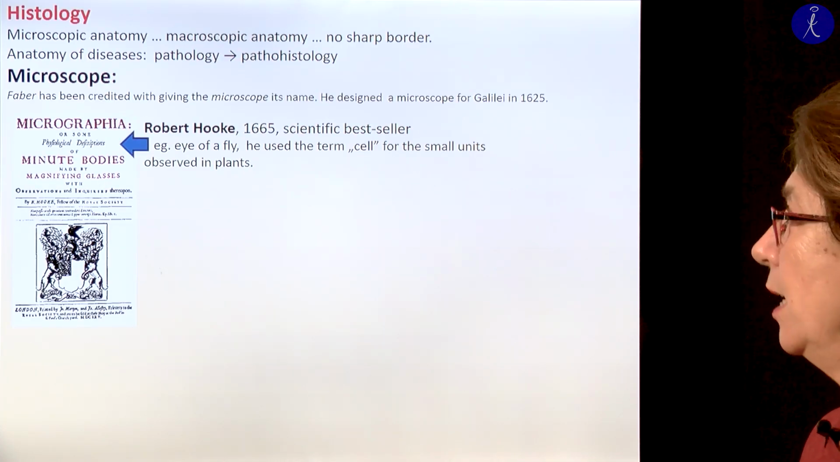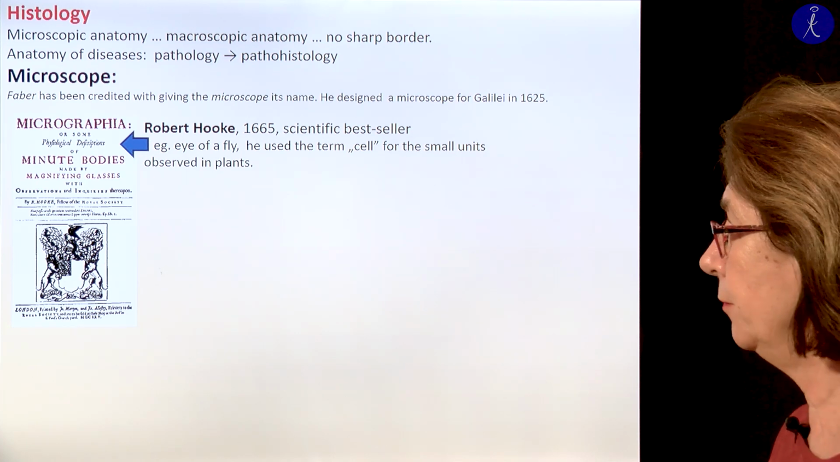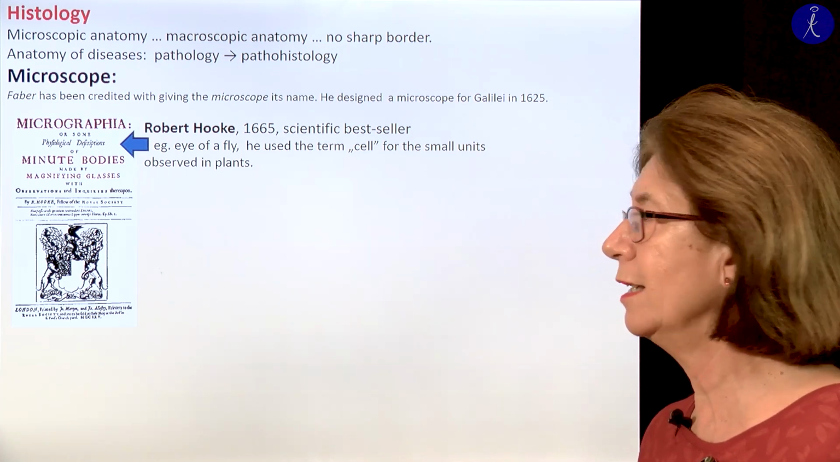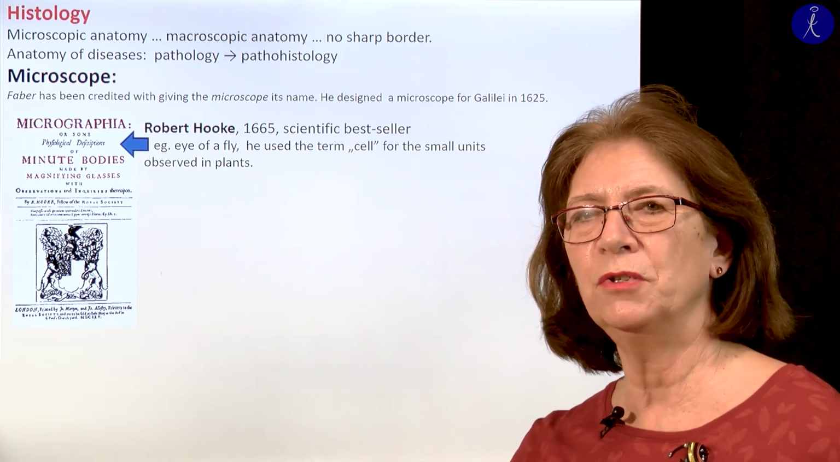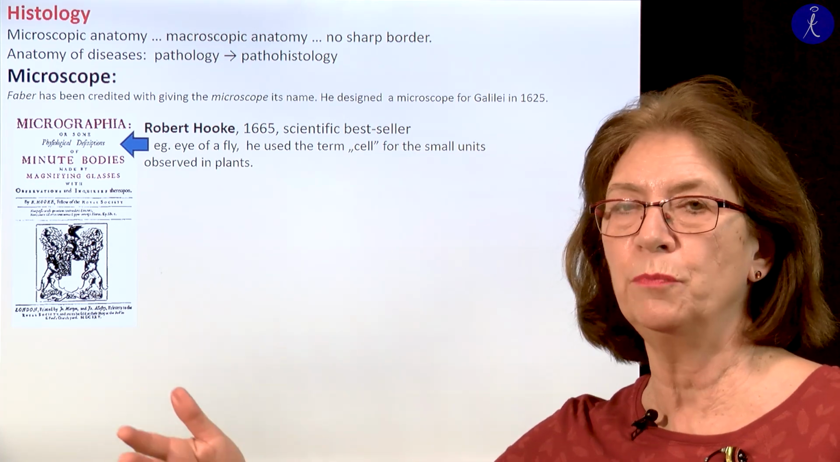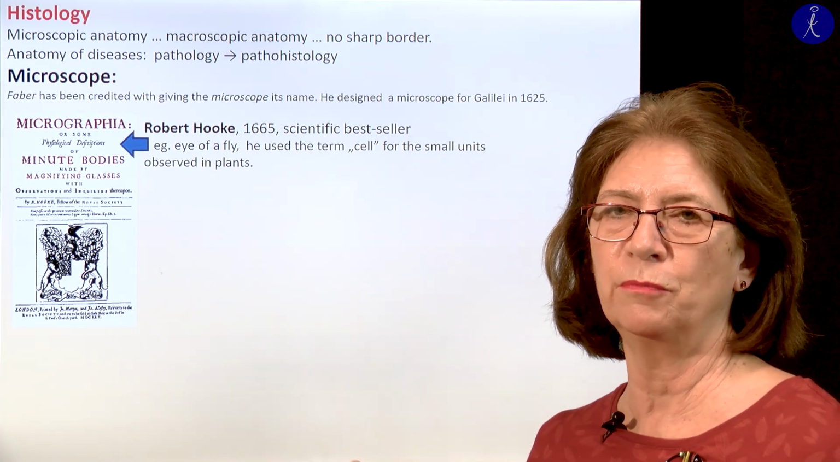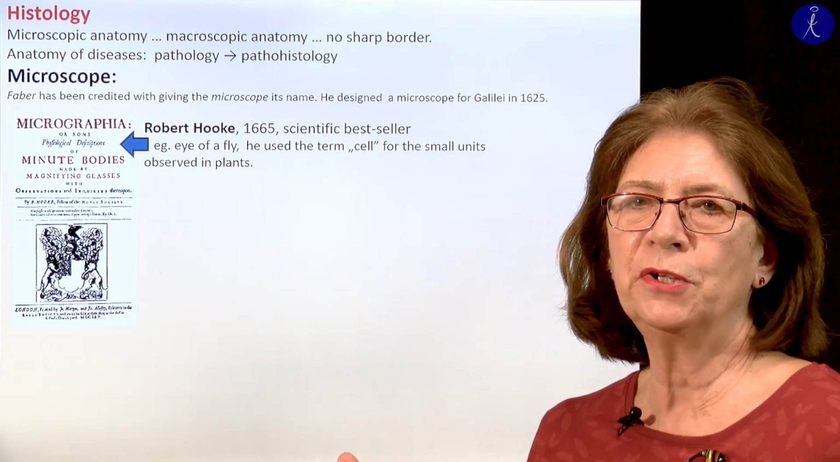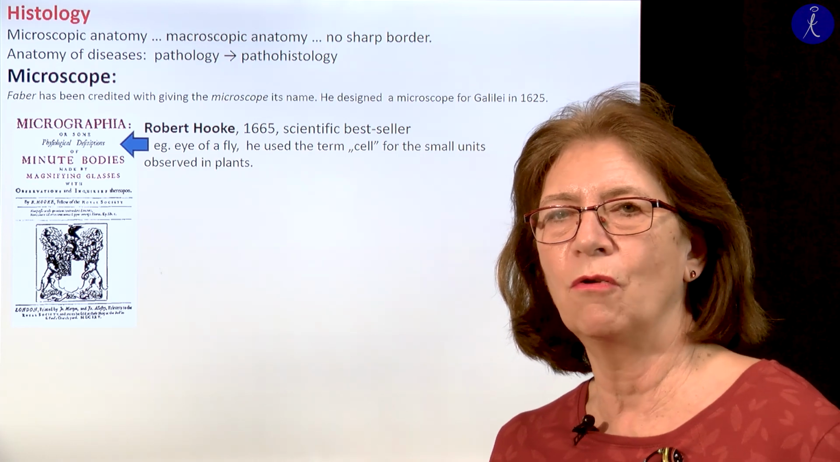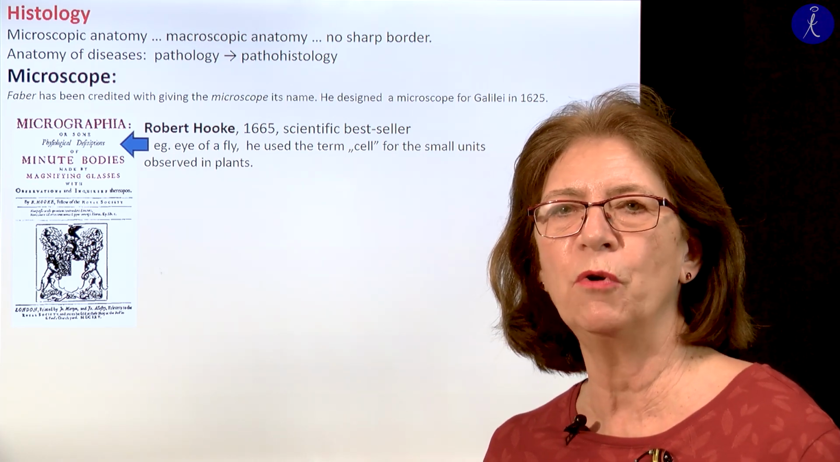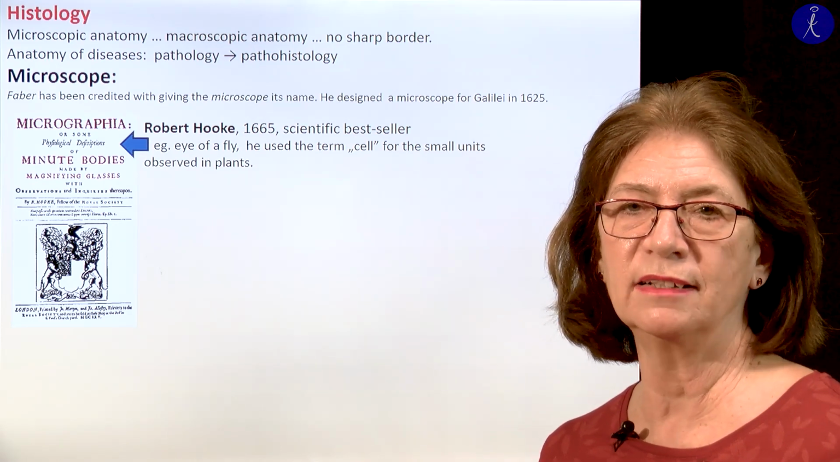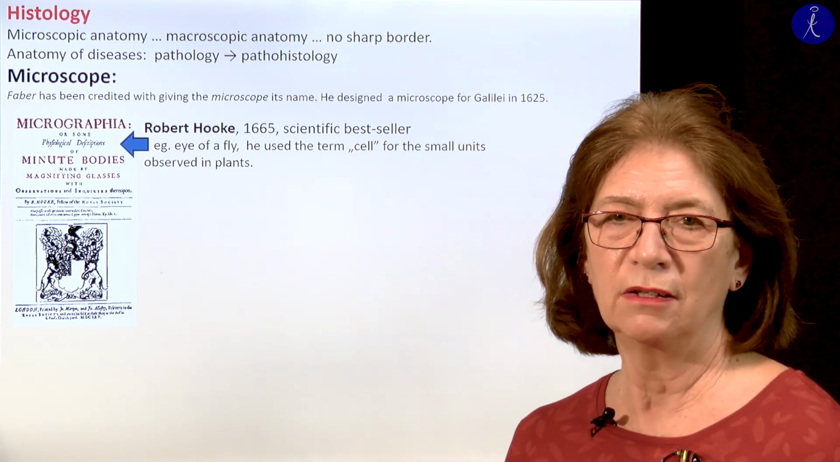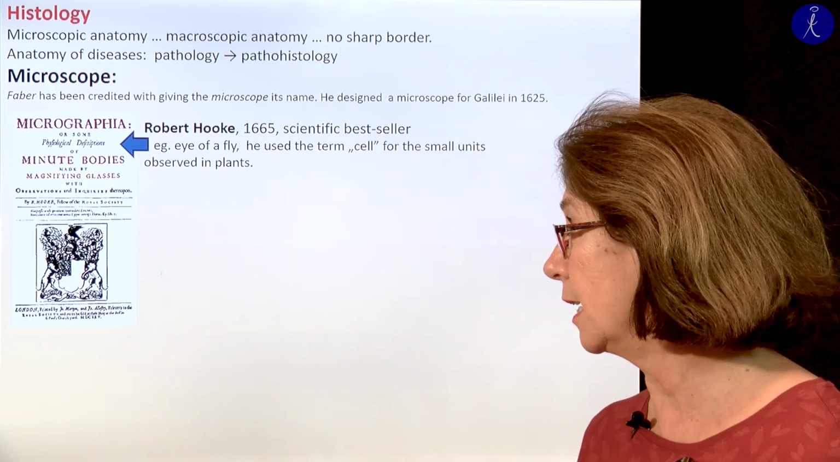Okay, a short history about histology. First of all, the microscopic, it's also called microscopic anatomy. Why? Because anatomy started as macroscopic anatomy, things that you could see with your bare eyes. And people were curious and they wanted to see more and more. And at one point they got to the level that they had to use a magnifying lens. And then they figured out how a microscope could be designed.